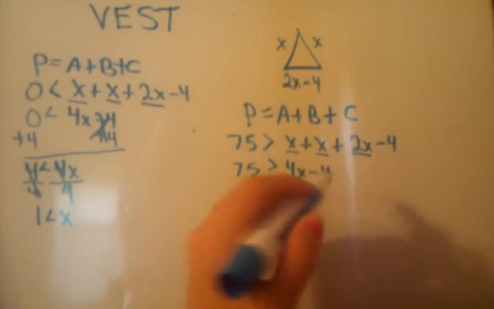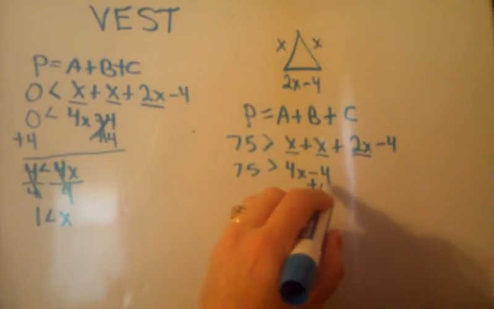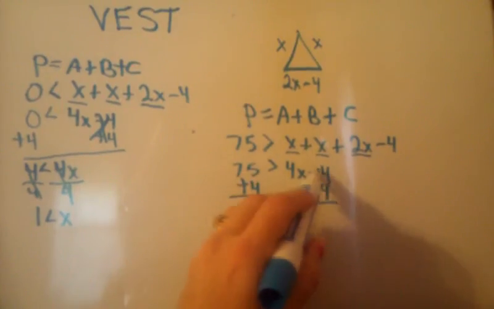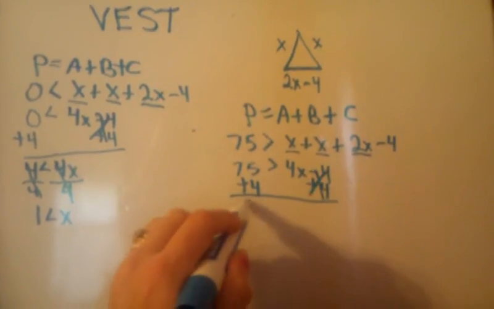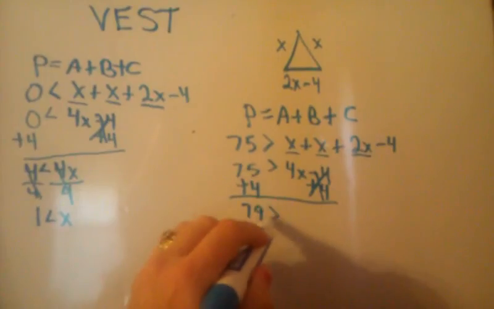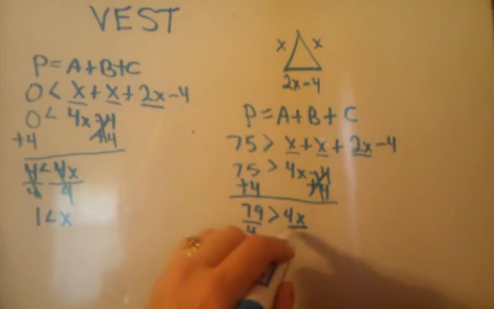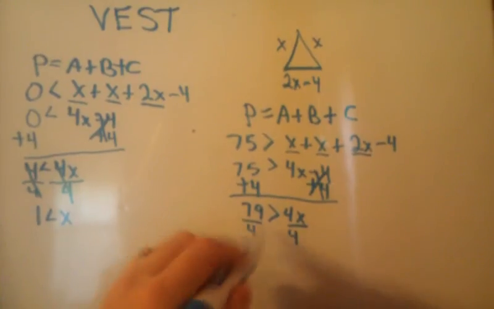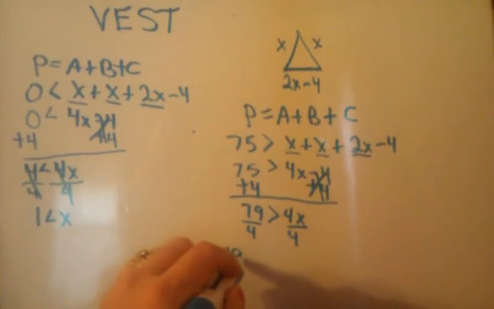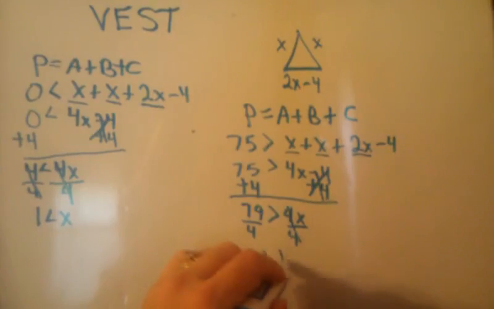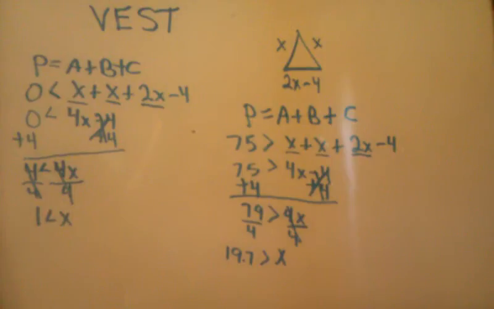I have to add 4 to both sides. 79 is greater than 4x. Divide by 4. If you use your calculator and divide that, you're going to get 19.75. Those cancel out. 19.75 is greater than x.